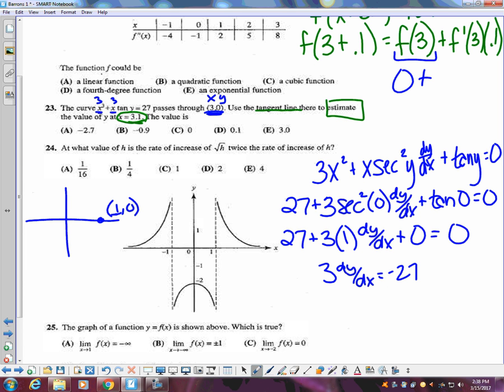Do you all go with that? So who is that? That's f prime of 3, times 0.1. Do you see it? So what do you get? Yeah, negative 0.9.